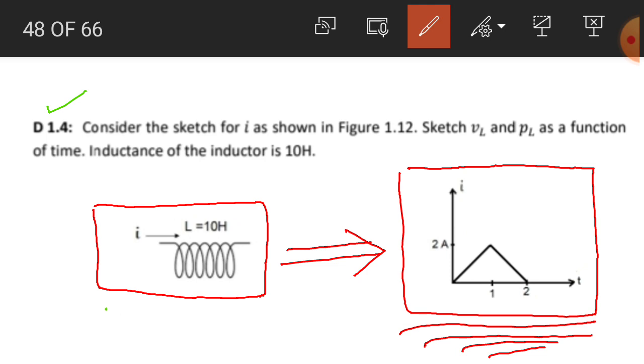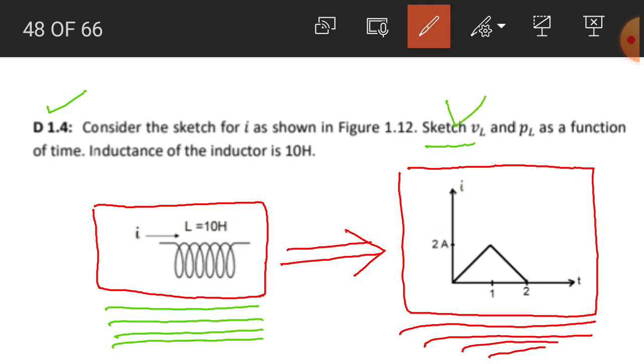The inductance of this passive circuit element is known, which is 10 Henry. On the basis of the sketch and the inductance of this passive circuit element, we are going to sketch the voltage across the inductor and the power taken by the inductor as a function of time.